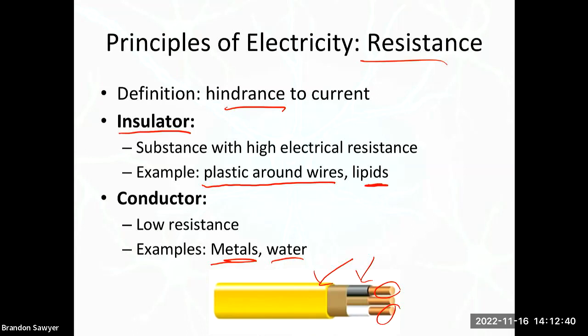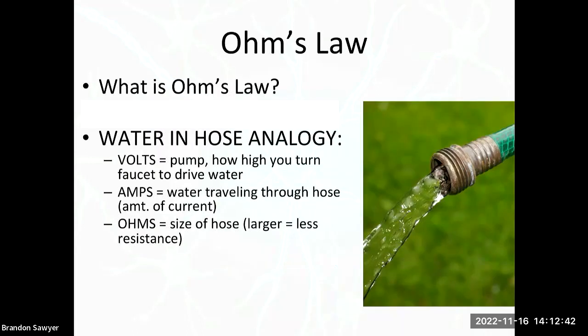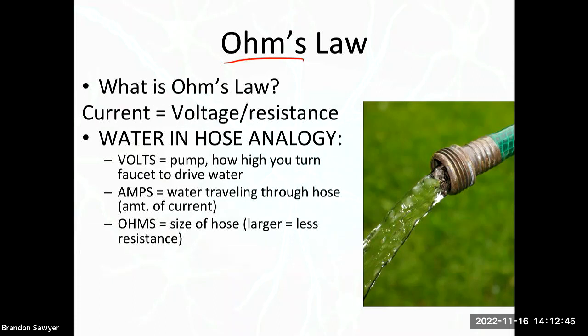Okay, so then really the way to put all this together is this thing called Ohm's law. Ohm's law is how we get current. So current equals voltage divided by resistance. How much flowing electricity is dictated by the power of the push behind the electricity, that was the voltage, and then how much resistance to flow there is.